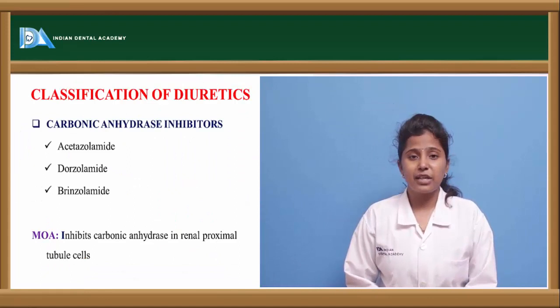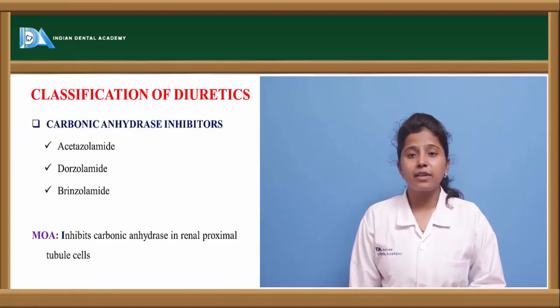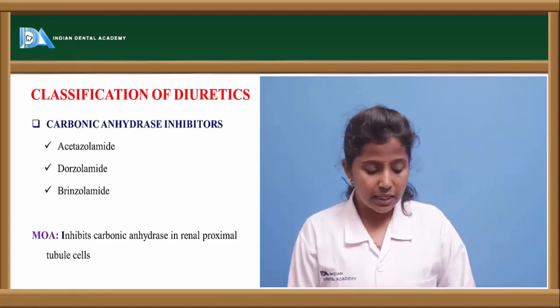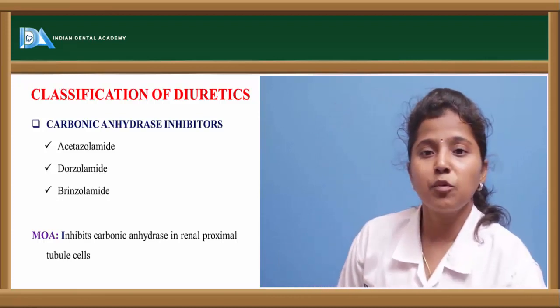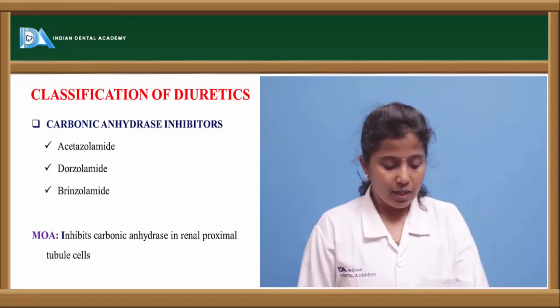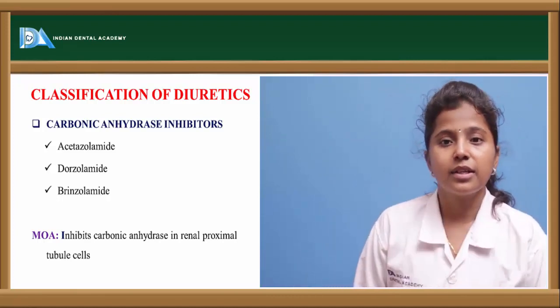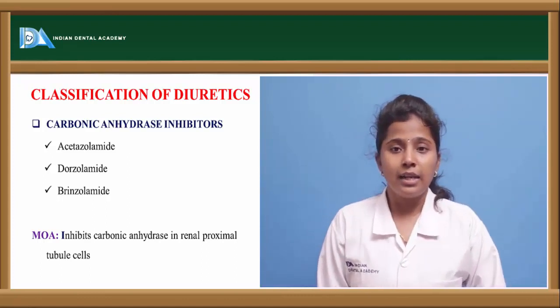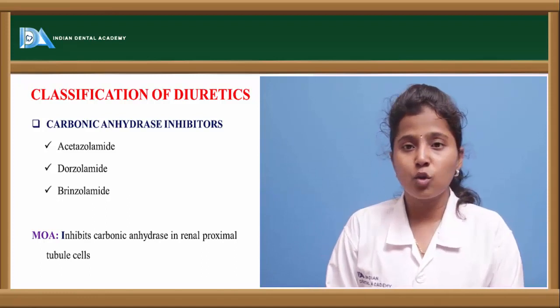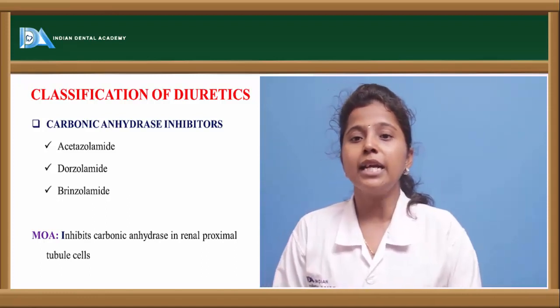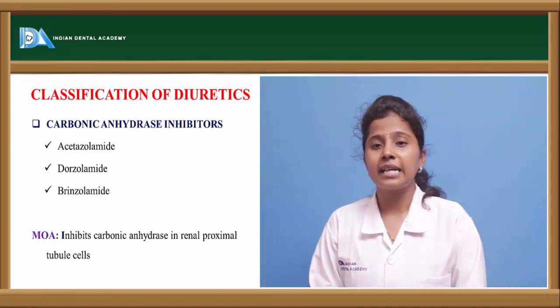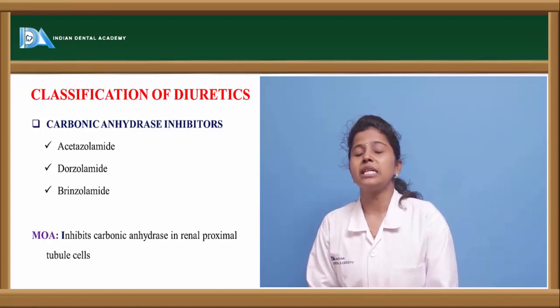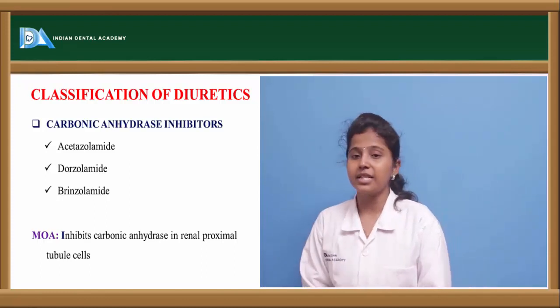Let us see the classification of diuretics. There are 5 classes of diuretics. The first class of diuretics are carbonic anhydrase inhibitors. It includes drugs like acetazolamide, brinzolamide, and dorzolamide. These are the drugs which come under the category of carbonic anhydrase inhibitors.